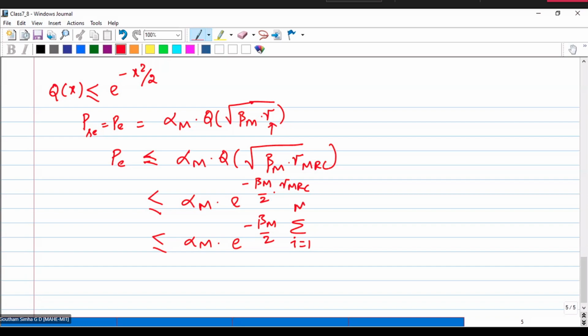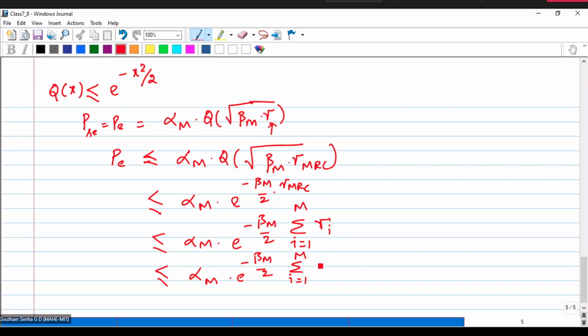I is equal to 1 to m, the m branches I have. I'll write it as gamma I or gamma bar, whatever. Okay, this is gamma I. Now, what does it mean? It means, come back to the original analysis, alpha m into e to the power of minus beta m by 2 into the summation I equal to 1 to m gamma I. How do I write the summation I is equal to 1 to m of gamma I?